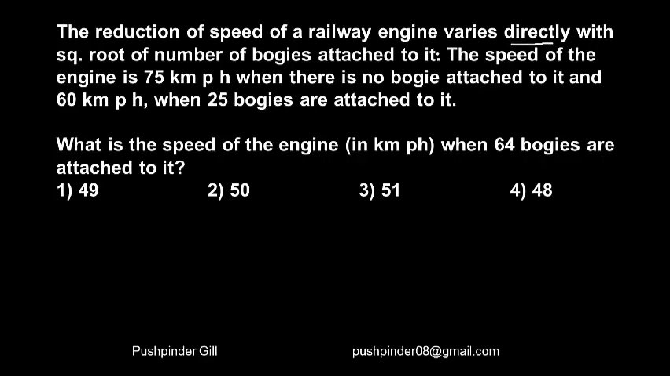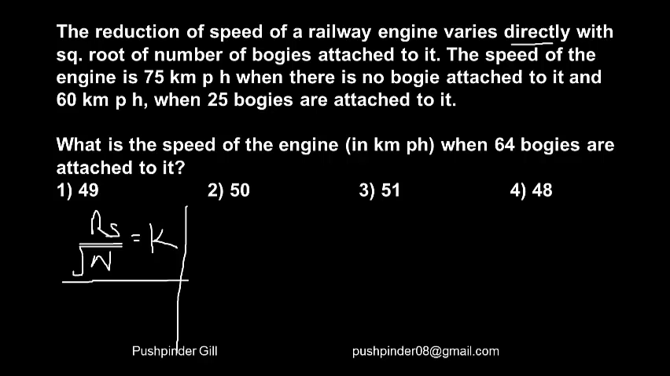Now it's varying directly, that means the reduction in speed divided by the square root of the number of bogies is a constant. Fine. That means this is our equation over here. Now let's see what we have got. Now he's saying the speed of the engine is 75 kilometers per hour when there is no bogie attached to it, all right, and 60 kilometers per hour when there are 25 bogies attached to it.